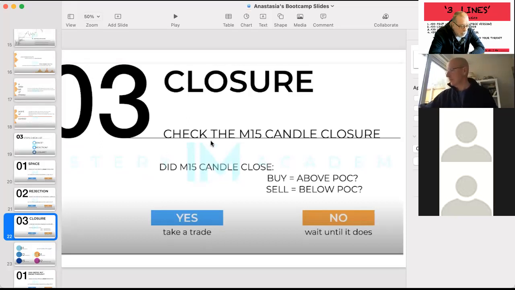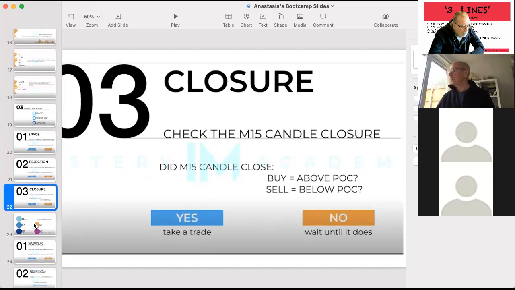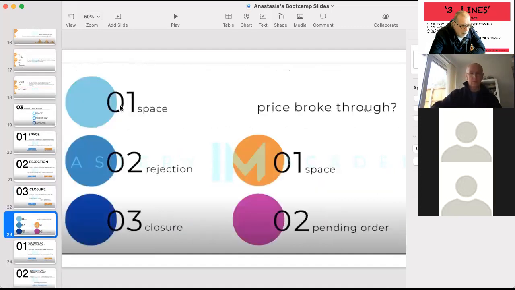So if you're looking for a sell, you wait for the second candle below the POC to close before you get into a trade. When it closes, yes, take the trade. If it hasn't, just wait till it does. Right, are there any questions up to now? Or will I just continue? I'm pretty sure I'm going to go through this several times before everybody gets it. So space, rejection, closure.